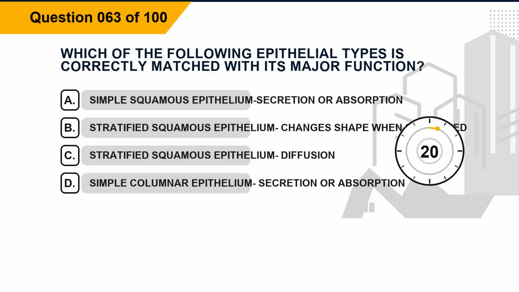Question 63. Which of the following epithelial types is correctly matched with its major function? Option A, simple squamous epithelium, secretion or absorption.